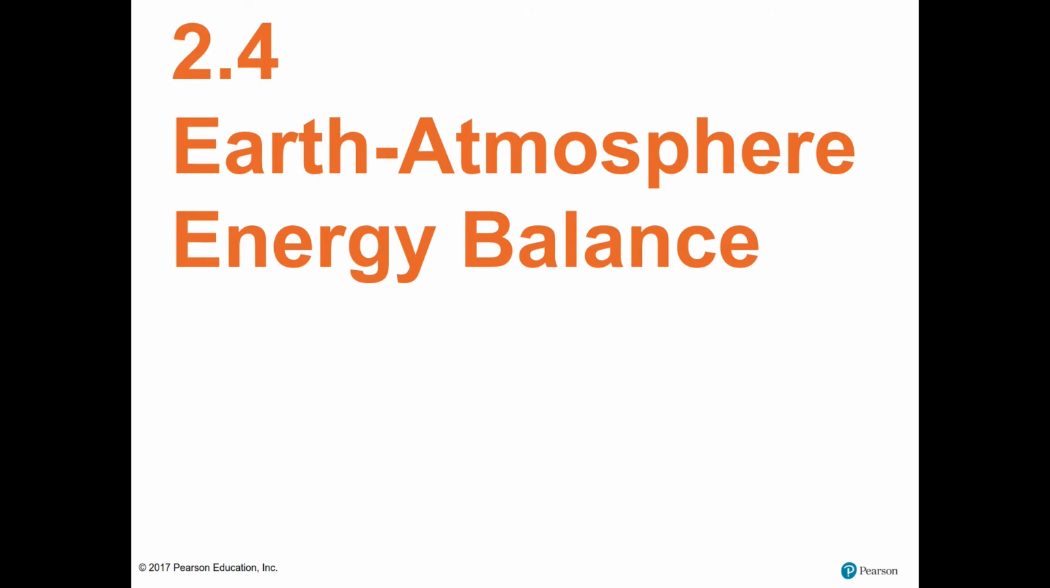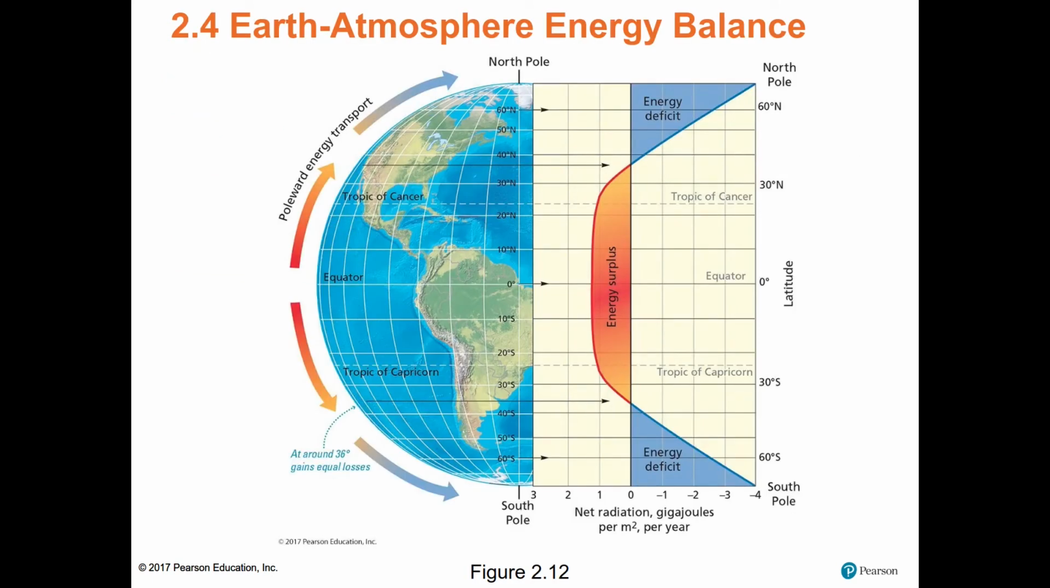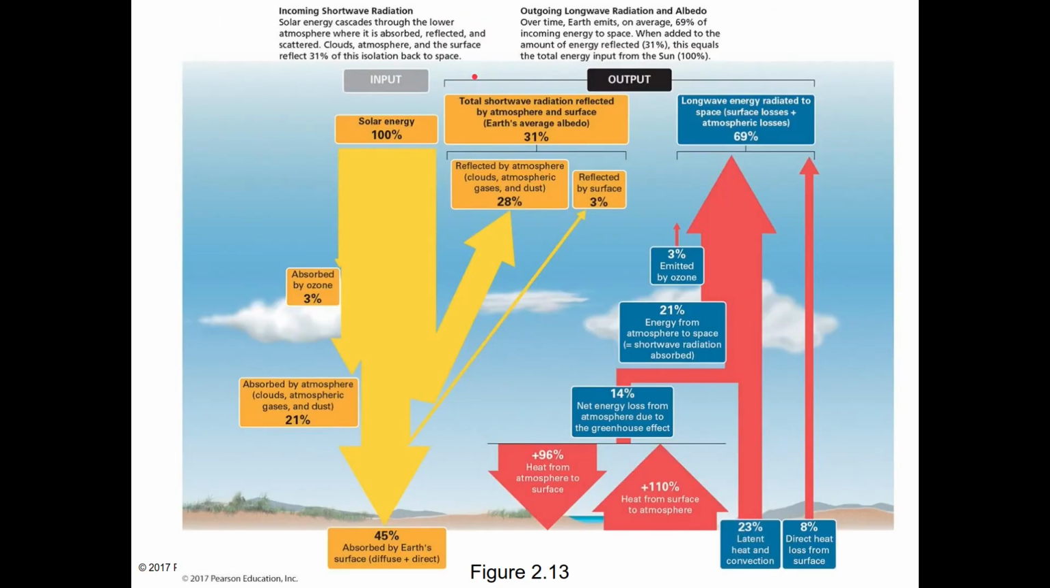We'll talk about the Earth-atmosphere energy balance. Like there's a surplus, more energy comes in than goes out. That's review. More energy is coming out than going in. So there's an overall pattern of an energy surplus in the tropics and a deficit at the poles. We'll break down what happens to energy from the sun. 100, 31, 21, 45, 23, 8, 110, 96, 14, 69, 31. Boom!